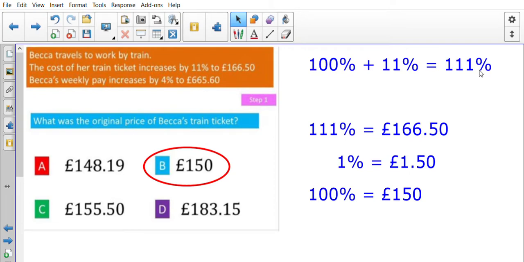111%. The question tells you that the new price of the ticket is £166.50. And that's why 111% is equal to that. Again, if I take it down to 1%, then I'm going to have to divide by 111. Doing the same on the right hand side, £166.50 divided by 111 is £1.50. Taking it back up to 100%, which obviously is the original amount, we need to multiply each side by 100, giving us £150. That's why your answer is B.